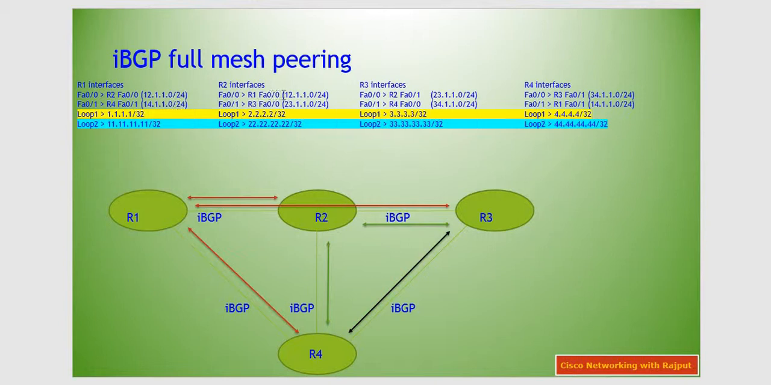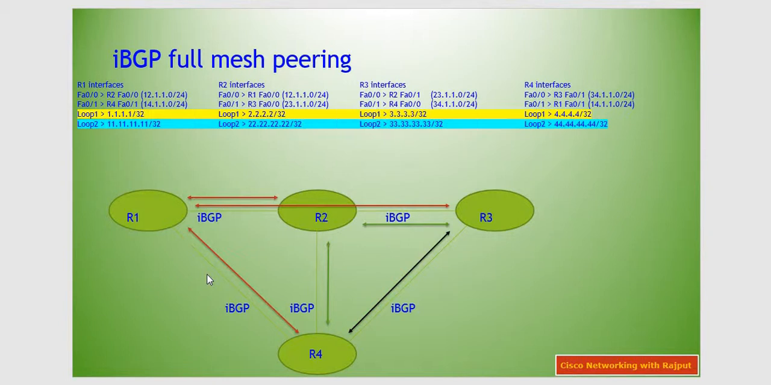On router 2, FastEthernet 0/0 goes to router 1, and it says 12.1.1.0/24, and the other one which goes to router 3 is 23.1.1.0/24. On router 3 it is 34.1.1.0/24, and on this one of course it's 14.1.1.0/24. Loopback 1 interface on all the four routers is advertised in IGP, and we are using OSPF as the IGP. Loopback 2 on all the four routers is reserved to be advertised only in BGP.